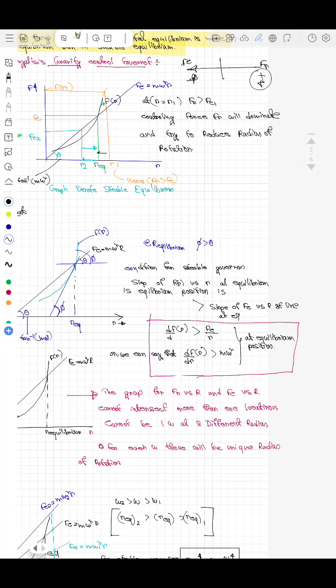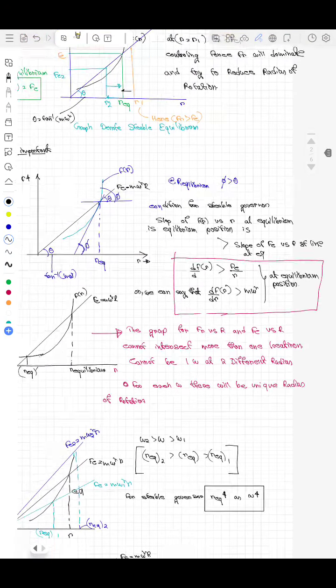The slope of f(r) is greater, so the slope of the curve at equilibrium is greater than the slope of the straight line, that is, the line F_c by r. So we can say that dF/dr is equal to m omega squared r. Why? Because it is r and m omega squared by r, where the r's cancel, so this is the equilibrium position.